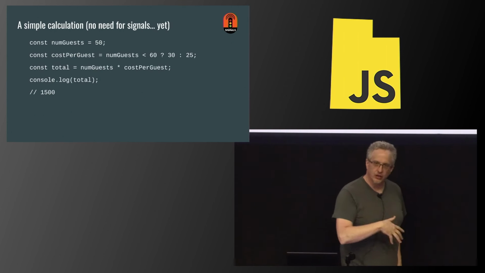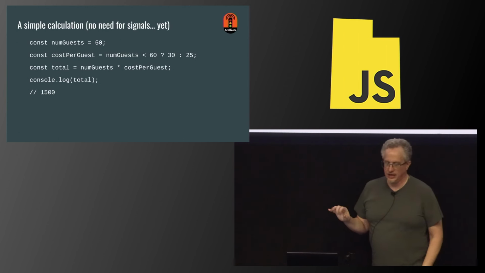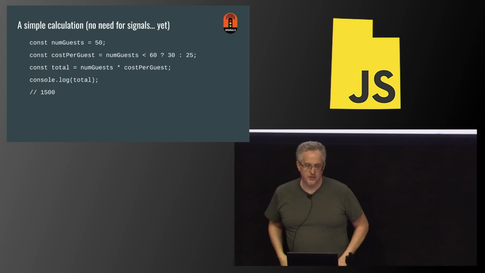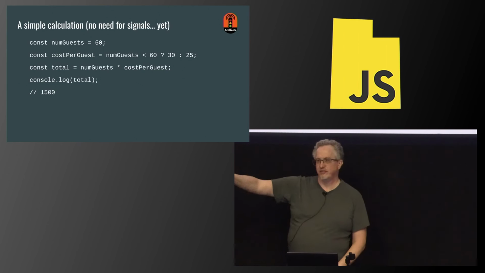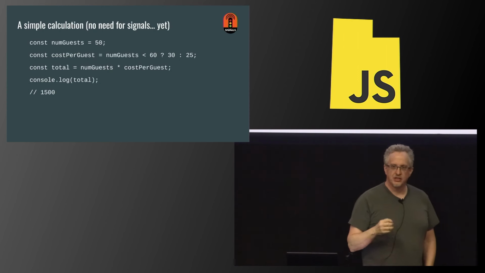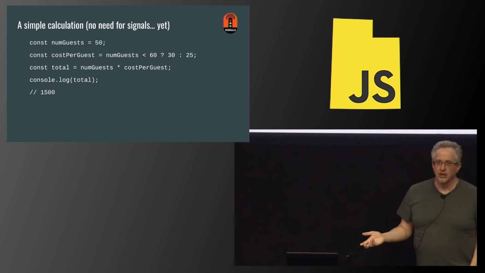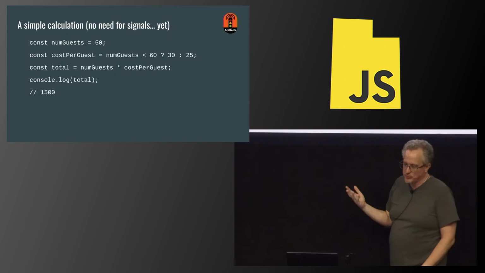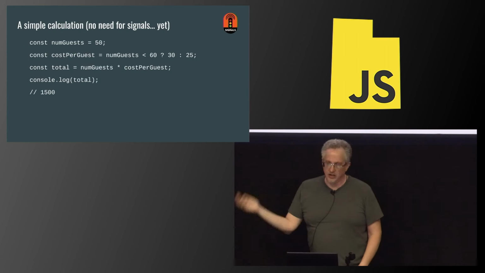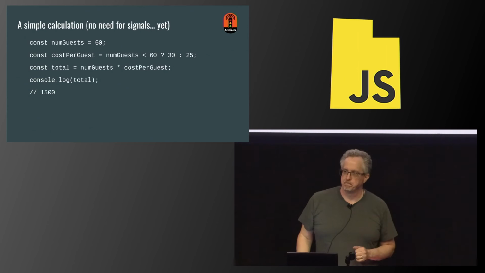So here's a simple example that I'll come back to later that is just a calculation that doesn't need signals yet. Let's imagine we're trying to schedule a room for our conference, and so we know there's going to be 50 people, all right? We've declared that first, and there's going to be a cost per guest, but there's a discount if you have a lot of people. So if we had more than 60 people, there'd be a discount. Well, we only have 50, so the cost per guest is going to be 30 bucks. Figure out our total cost by multiplying the two together. We get our value of 1,500. That's great. That's easy. We're back to boom, boom, boom, third grader math. Great.